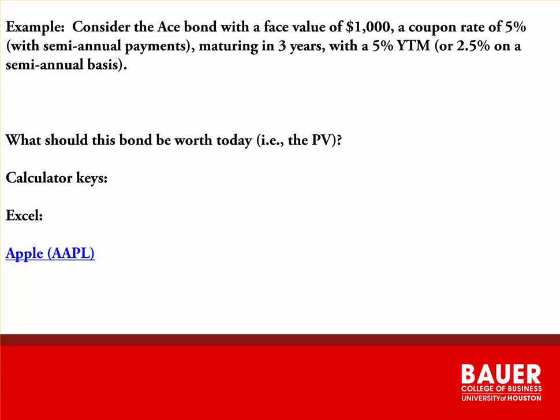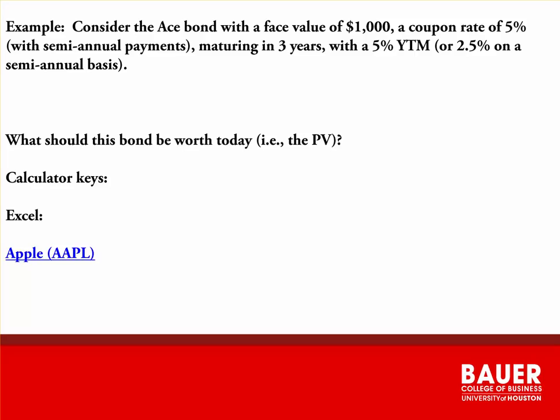Next example with bond valuation, just another simple example. In this example we have ACE bond, or let's say it's a bond issued by ACE Corporation. It has a face value of $1,000, a coupon rate of 5% with semi-annual payments. It matures in 3 years. It has a 5% yield to maturity, or 2.5% on a semi-annual basis. So the question is, what should this be worth today?